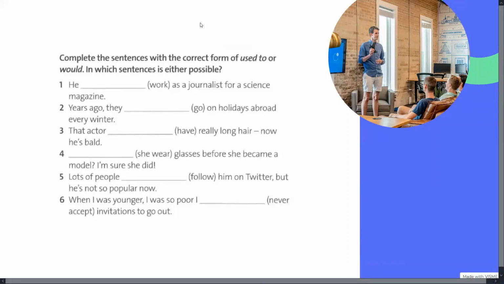And let's go. So it says, complete the sentences with the correct form of used to or would. In which sentences is either possible, right? Either. So it means both can be possible in some.